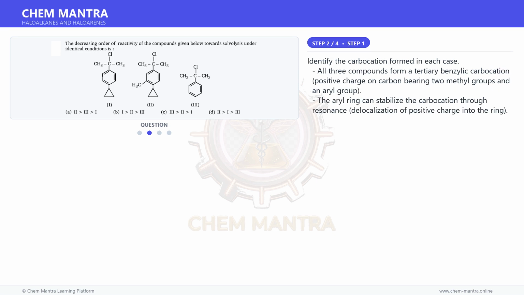Moving on to the next step. Identify the carbocation formed in each case. All three compounds form a tertiary benzylic carbocation, positive charge on carbon bearing two methyl groups and an aryl group. The aryl ring can stabilize the carbocation through resonance, delocalization of positive charge into the ring.